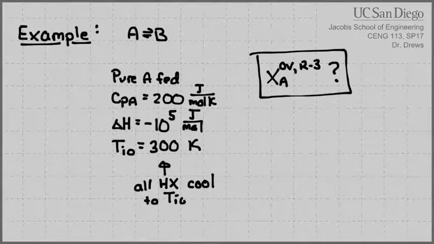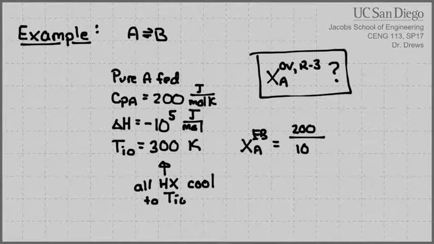We've only got about 5 minutes, so I will get started with this. The first thing that I would do is calculate X based on what? Energy balance or equilibrium? Energy balance, right? You have X based on equilibrium. That's the curve that I already gave you. So XA based on the energy balance is going to be equal to my heat capacity, 200, over minus delta H, which is 10 to the 5th.